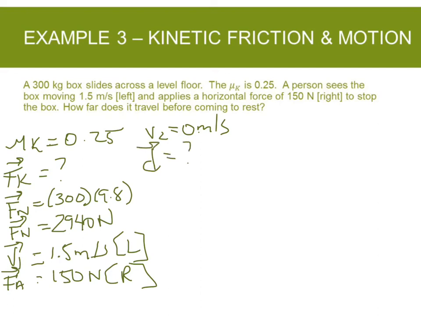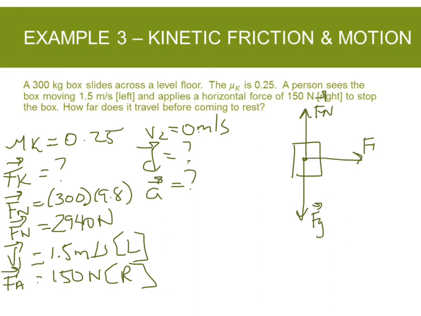So just like when we were doing our chapter 3 questions, if we're asked to figure out our displacement and all we're given are a bunch of forces, that means first we need to figure out our acceleration. And if we need to figure out our acceleration, we need to draw a free body diagram and write an F net equation. So here's our box. It has a normal force. It has a force due to gravity. It has an applied force.